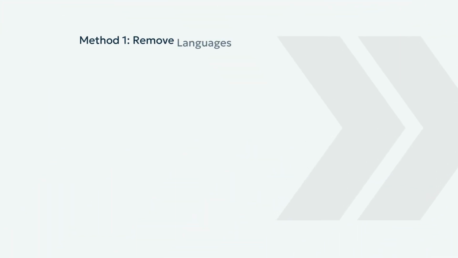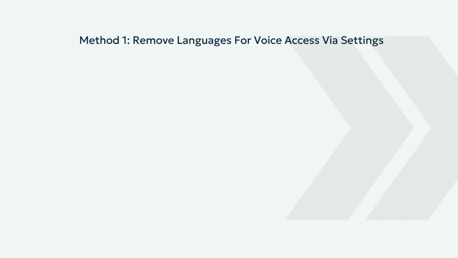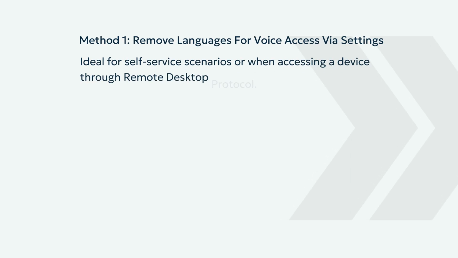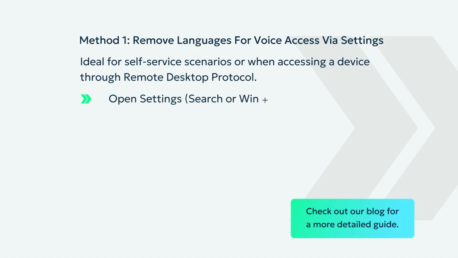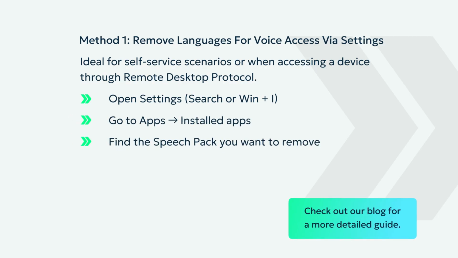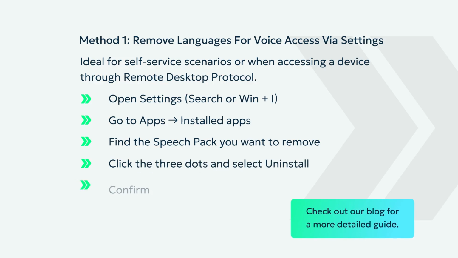Method 1. Remove languages for voice access via Settings. This method is ideal for self-service scenarios or when accessing a device through Remote Desktop Protocol. Open Settings from search or by pressing Win+I. Go to Apps, Installed Apps. Find the speech pack language you want to remove. Click the three dots next to it and select Uninstall. Confirm the prompt. This immediately removes the selected voice access language pack from your system.